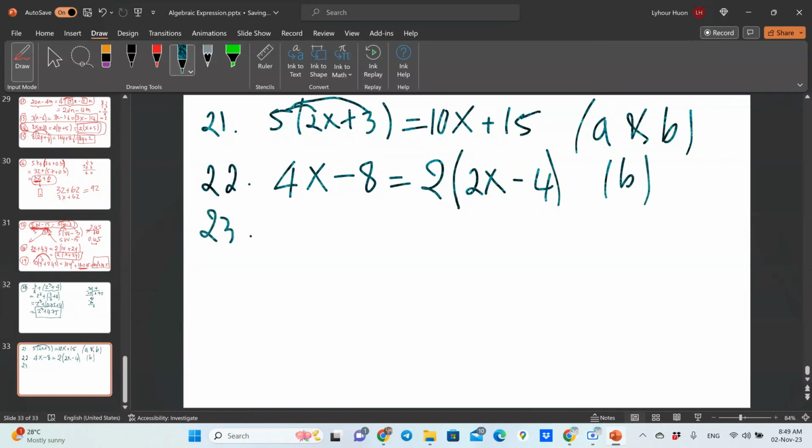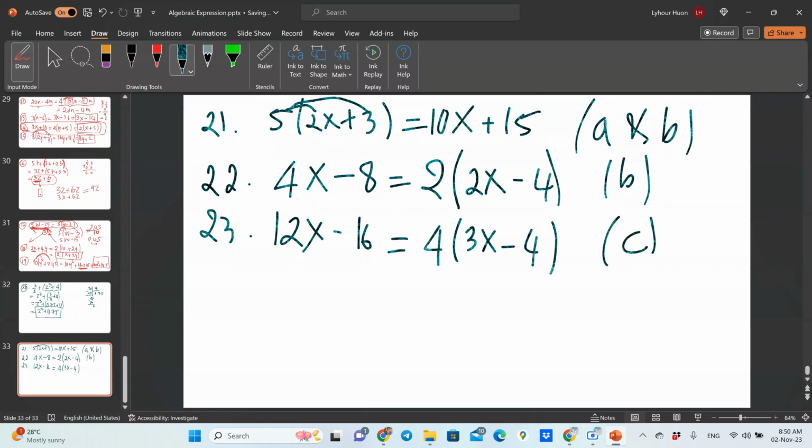23, we have 12x minus 16. What number do we take out of the parentheses? 4. So when we take 4 out of the parentheses, what remains in the parentheses? 3x subtracted by 4. So the answer is C.